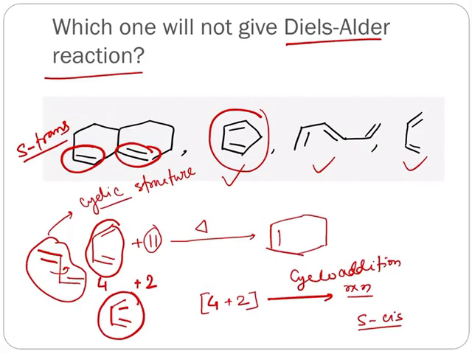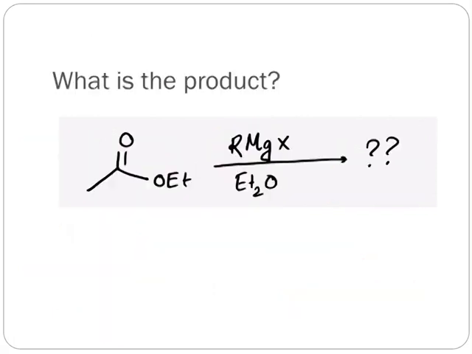Let's check another question. This is from Grignard reaction. We know that the Grignard reagent, when it reacts with ketone, gives tertiary alcohol. When it reacts with acetaldehyde or aldehyde, it gives secondary alcohol. When it reacts with formaldehyde, it gives the primary alcohol. But what about the reaction between Grignard reagent and any ester?